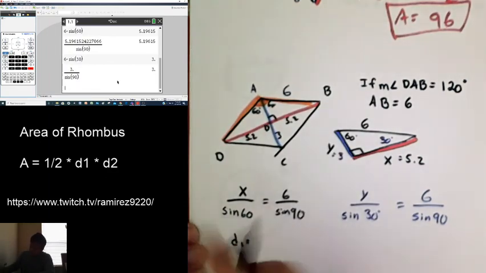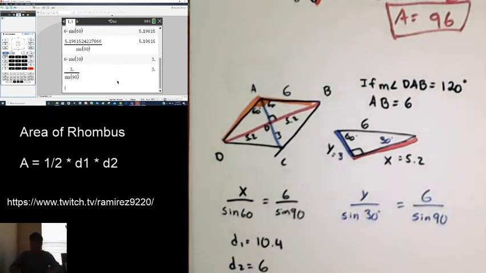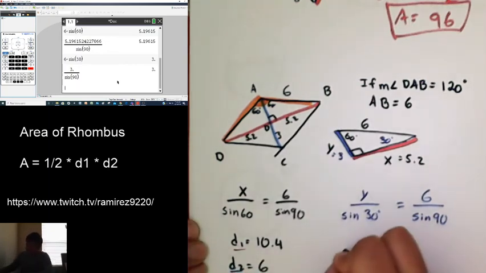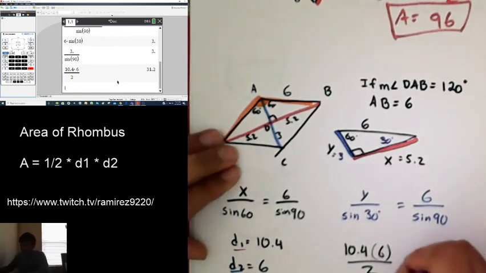So one of my diagonals, 5.2 plus 5.2, is 10.4. Whereas my other diagonal is basically 6. The 6 is the blue one, okay? And this 10.4 represents this red one. And all I have to do now is just multiply 10.4 times 6 divided by 2 to find my area. And so the area here is 31.2.